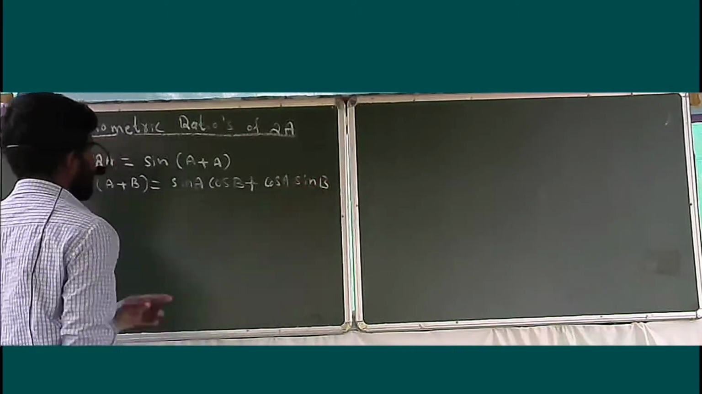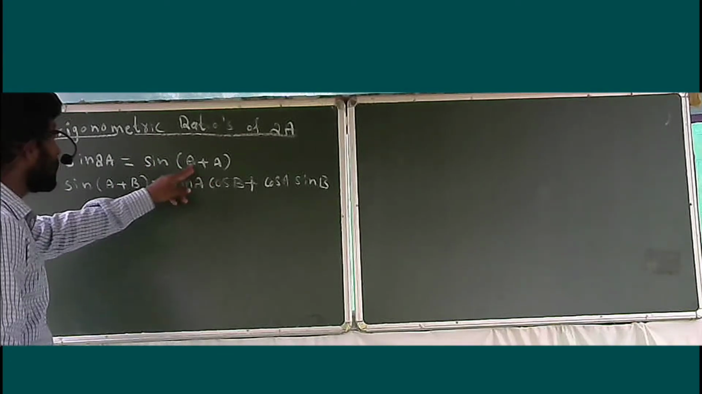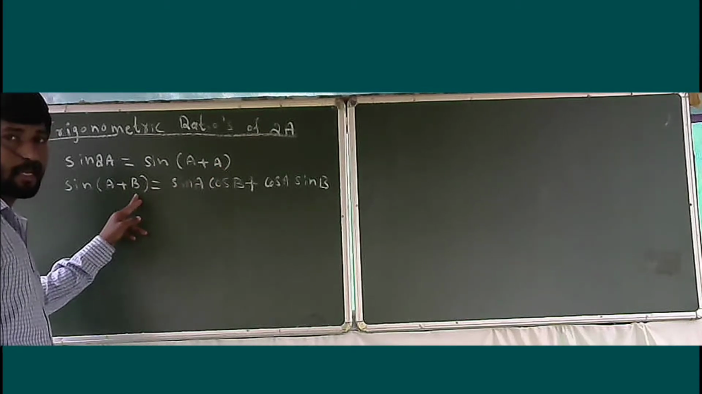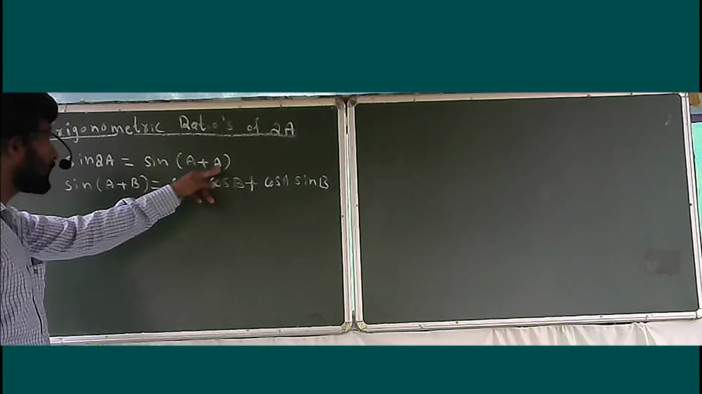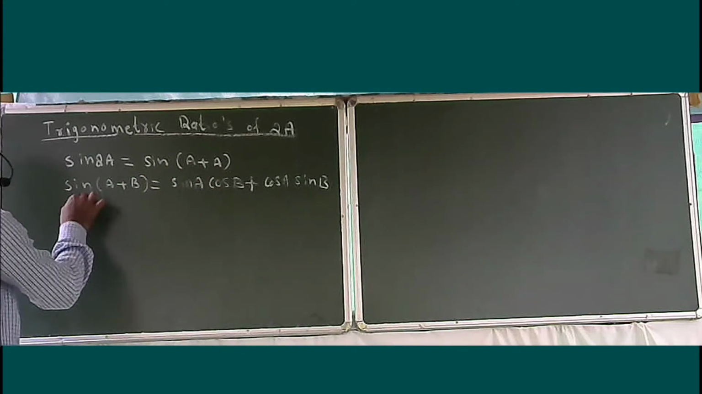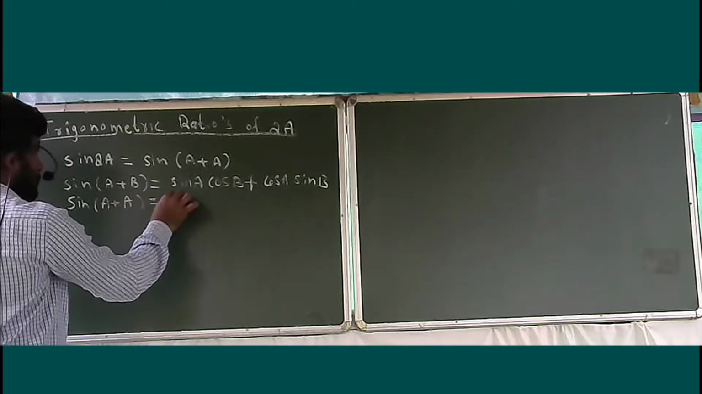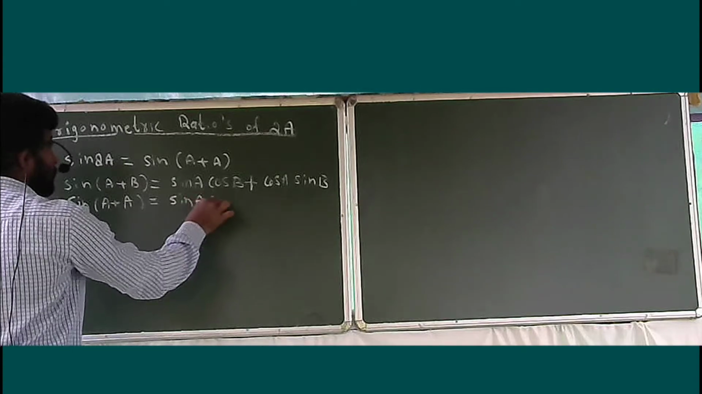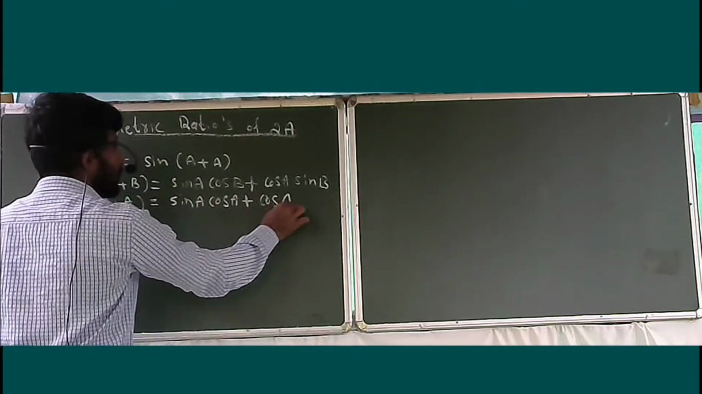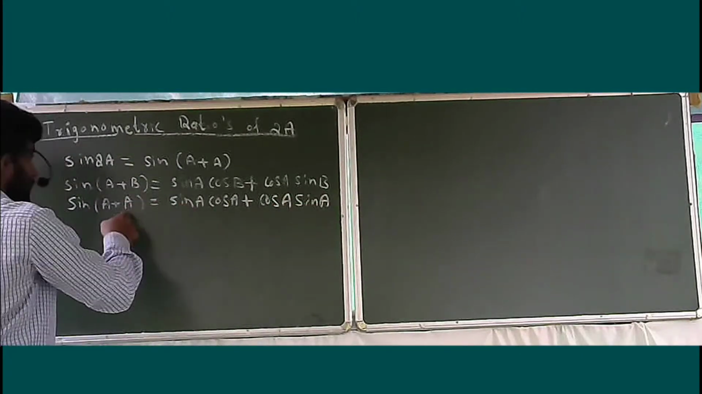Now see the above equation, it's in the form sin of A plus B. Here angle A is equal to A, angle B is equal to again A. In place of B you need to substitute A, because here sin of A plus A is there. So sin of A plus A is equal to sin A into cos A plus cos A into sin A, because here angle B is nothing but A.